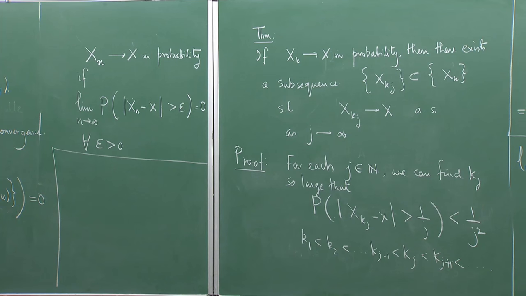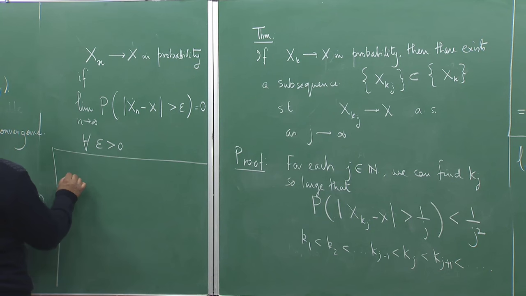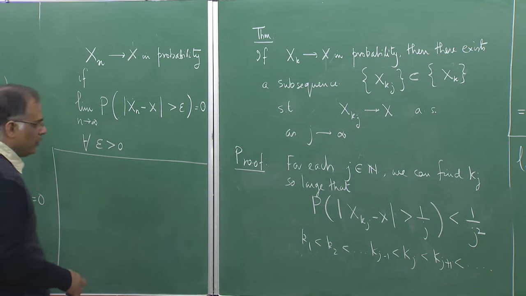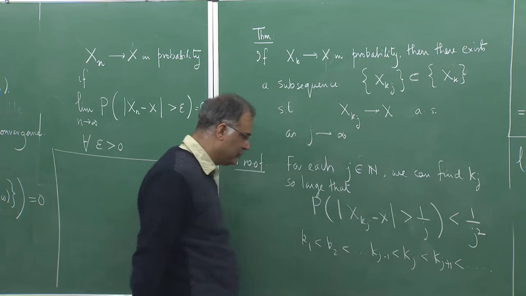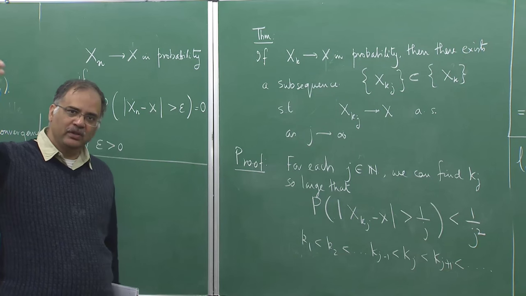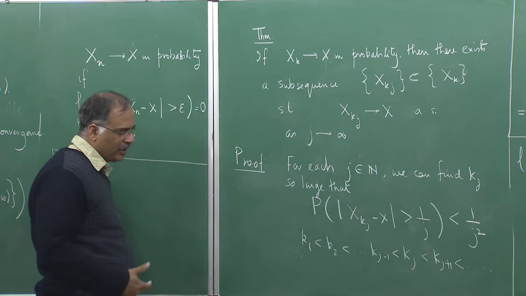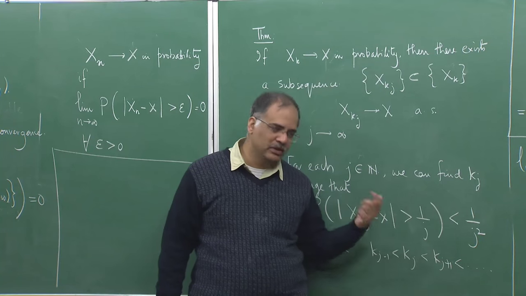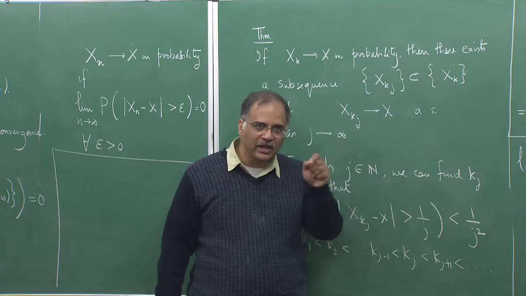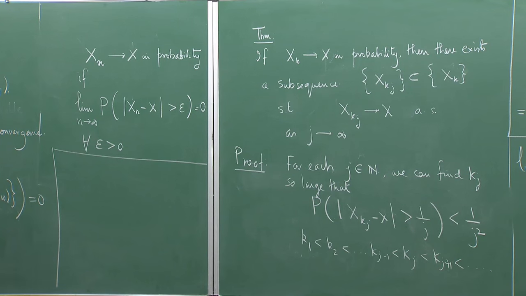Now let me try to show you what it means. Now let me construct. You are always taking an increasing kj. So this kj is actually going to infinity. As you increase j, you increase the kj, right? So this is an increasing function of j. This is exactly the definition of a subsequence. When you choose the nk or kj, you are actually constructing an increasing function of the indexes, because you have to maintain the order. That's the meaning of a subsequence.